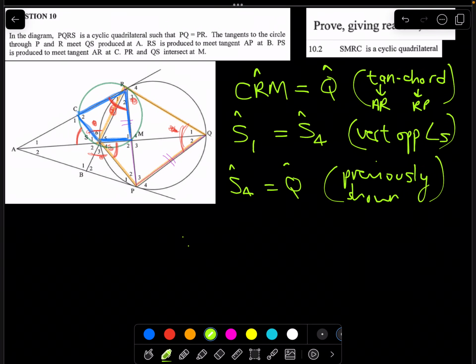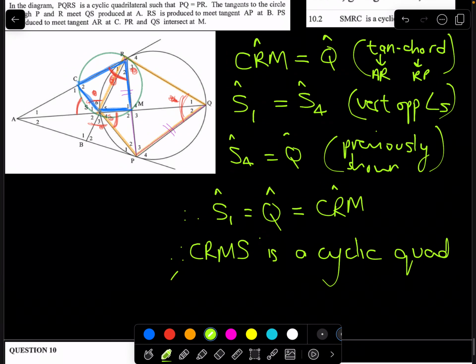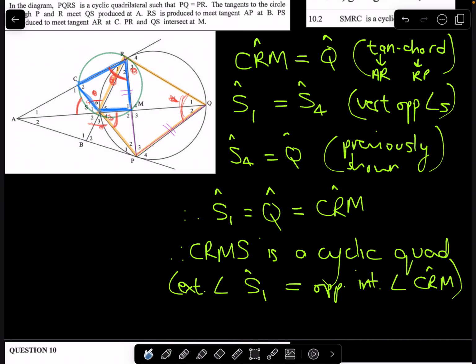So as a result, S1 is equal to Q, which is equal to CRM, and therefore CRMS is a cyclic quad, and the reason for that is the exterior angle, which is S1, is equal to the opposite interior angle, which is CRM. Nice and juicy and yummy.